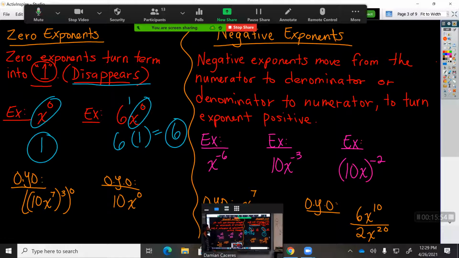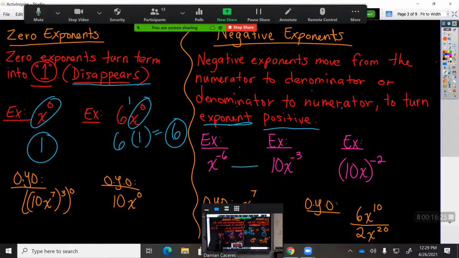All right, now let's do the second side, negative exponents. Pay attention here. This is very important. These two are easy to get correct unless you miss the explanation. So here on the first example, let's read the red first. Negative exponents move from the numerator to the denominator or from the denominator to the numerator. Why do you move them? To turn any negative exponent to a positive exponent.